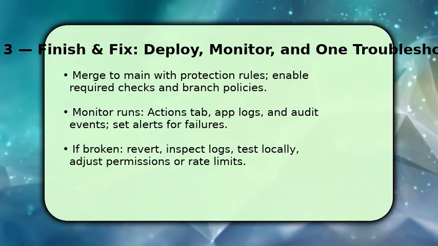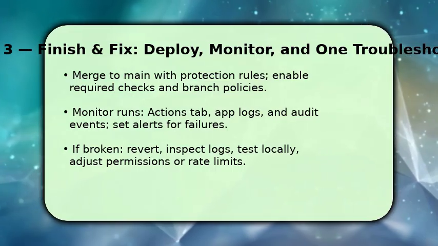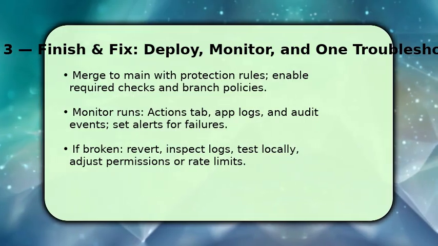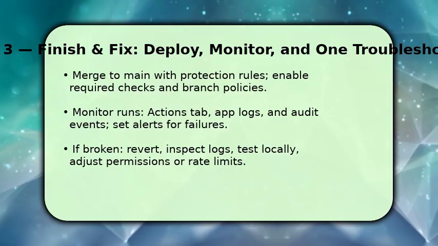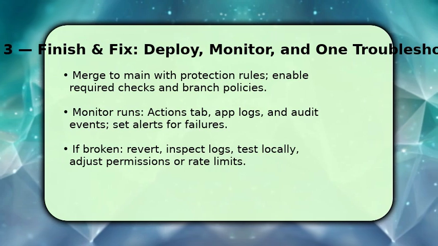If something breaks, revert the change if needed, inspect logs for the failing step, reproduce locally, and check permissions or API rate limits. Make small fixes, redeploy, and confirm behavior. This iterative approach prevents regressions and keeps automation stable.